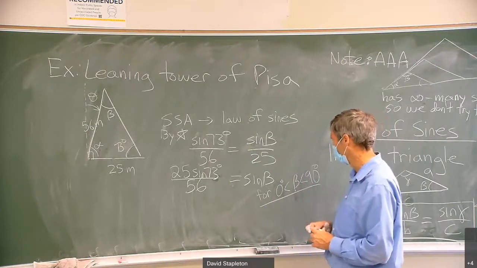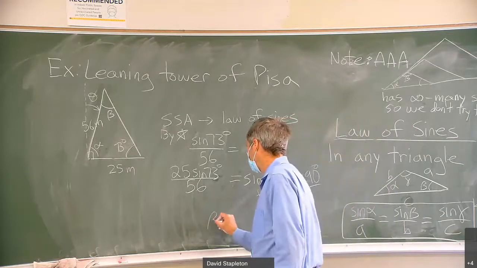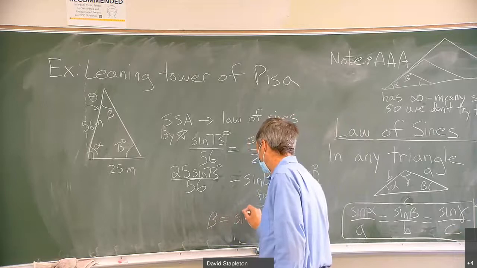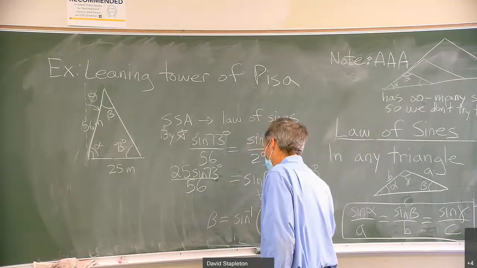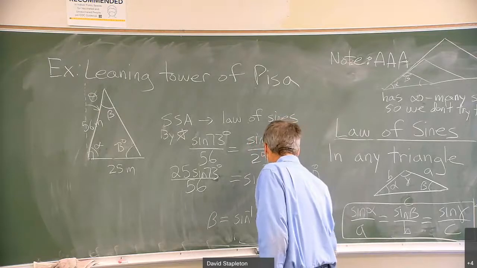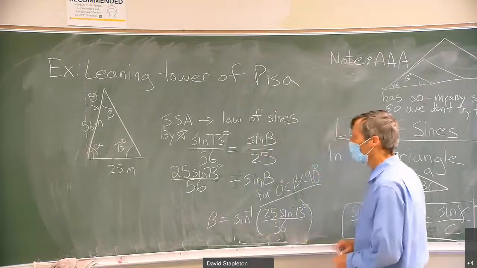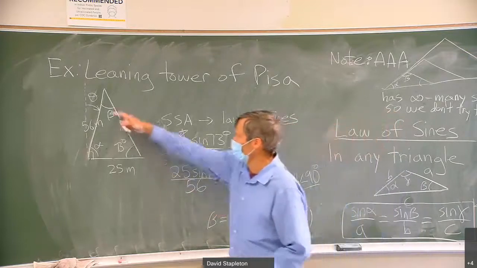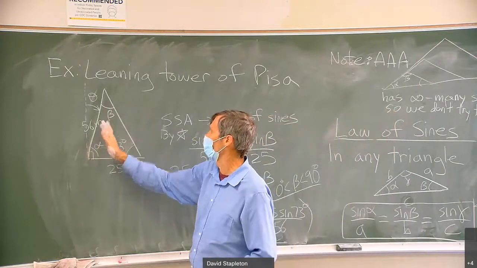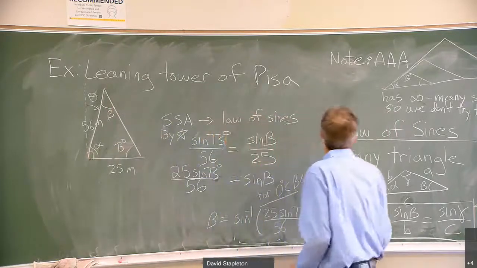Use whole number for right angle. So for an acute angle, we know immediately, by taking the inverse sine of both sides, that beta is the inverse sine of 25 times sine 73 degrees all over 56. There it is. How do I know it's acute? Because it's this angle up here. The tower's leaning this way, and that makes this an acute angle, right?